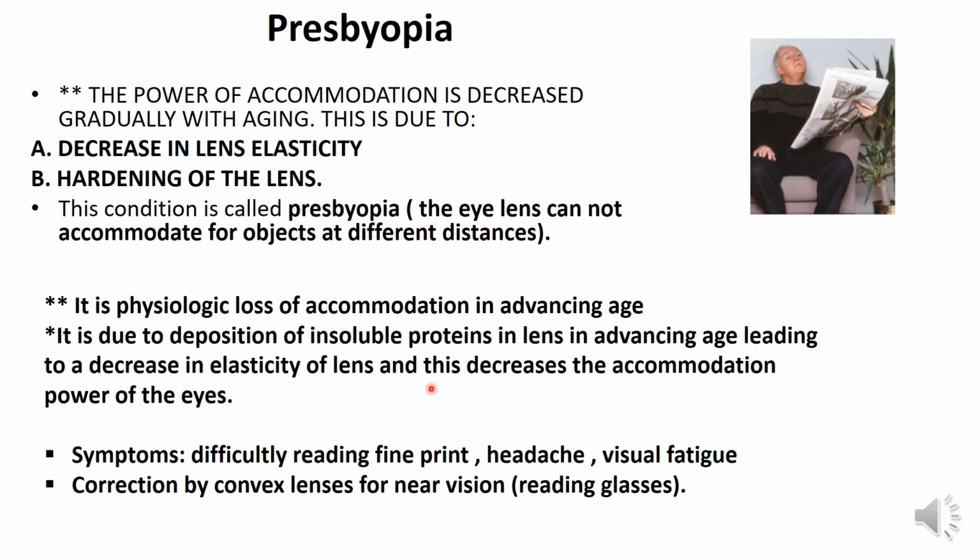When presbyopia occurs, the person, she or he, has difficulty in reading fine print, headache, and visual fatigue. To correct this presbyopia, we can use a convex lens for near vision. They call it reading glasses.